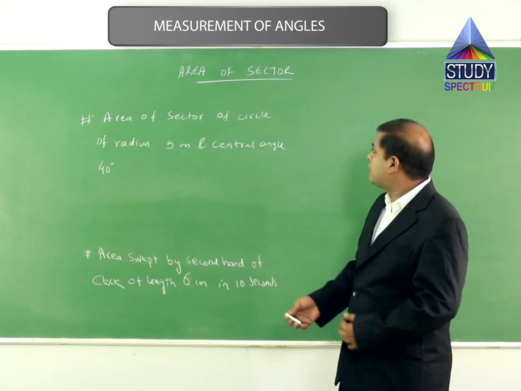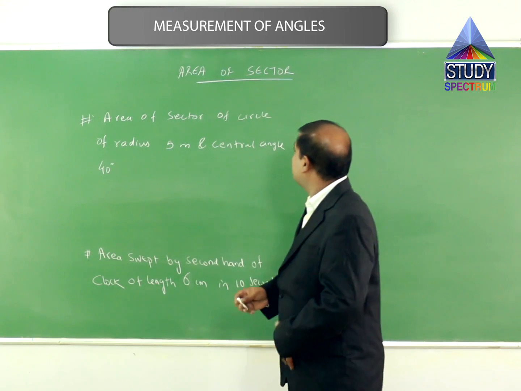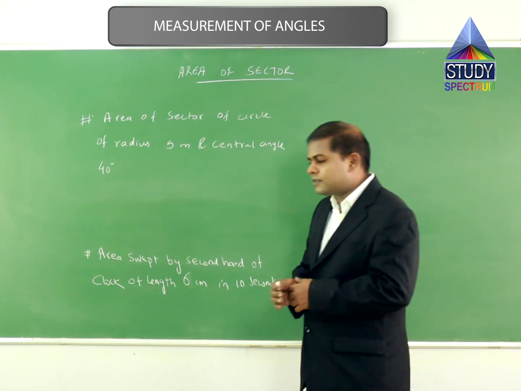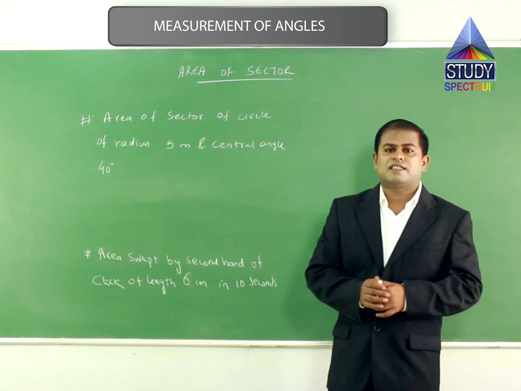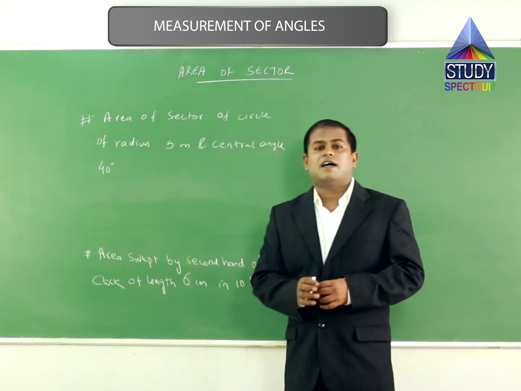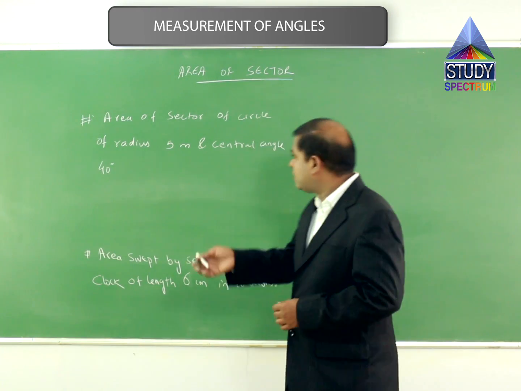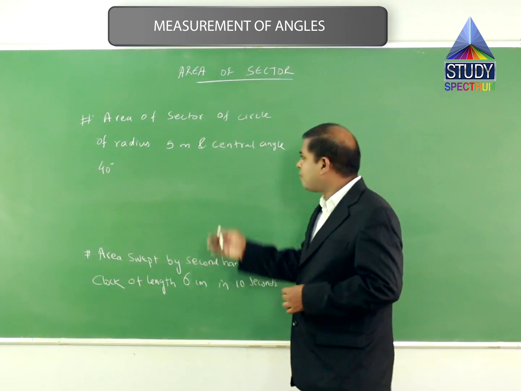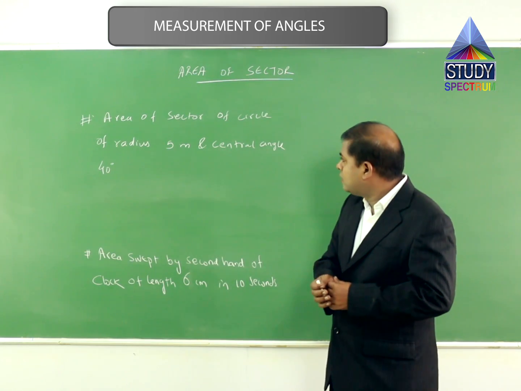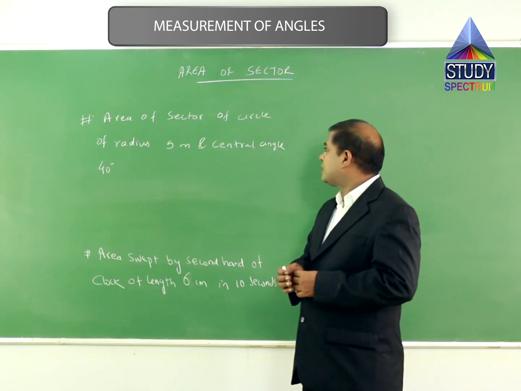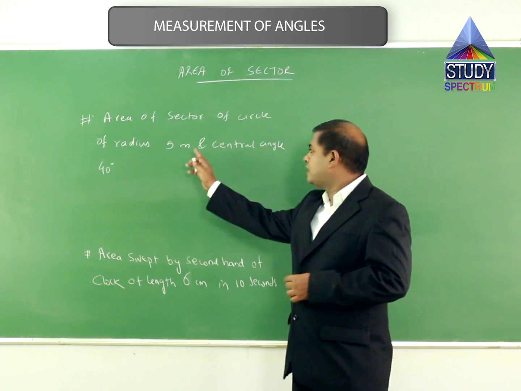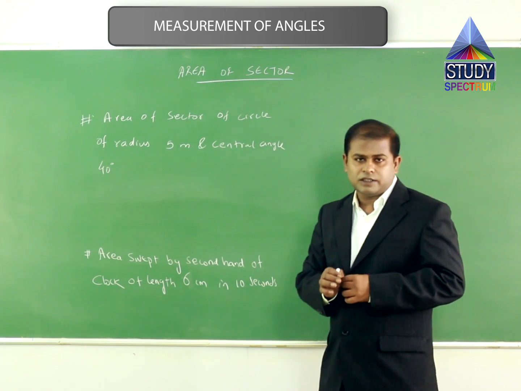So now here we are to discuss some of the problems based on area of a sector. We have just seen a formula. Area of a sector is given by the formula half r square theta, where theta is measured in radians. Based on that, let's solve two problems. I've written two problems here. The first one says, find the area of a sector of a circle of radius 5 meter and central angle 40 degrees.